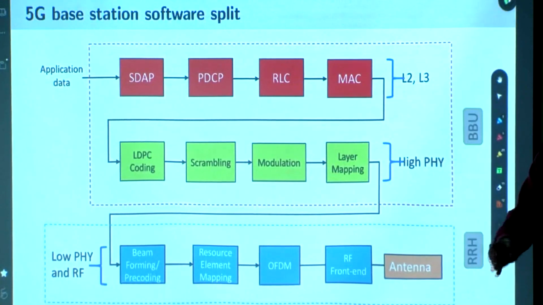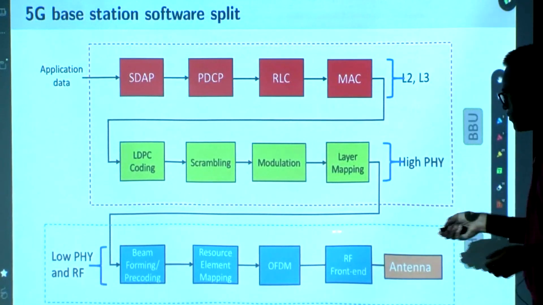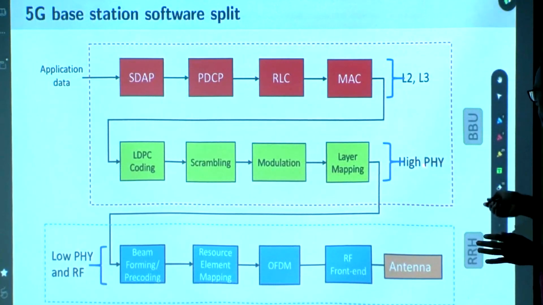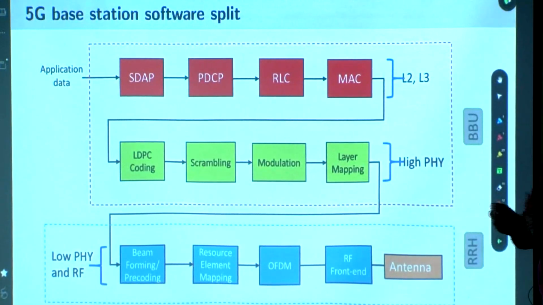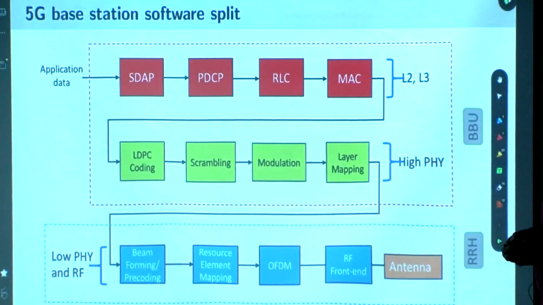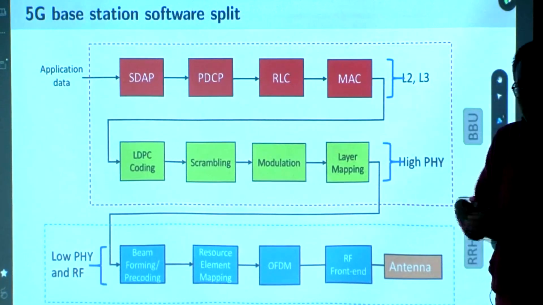There is an entire software which needs to get executed. The application goes through all of this. I have not yet spoken about what this hi-fi, low-fi, BBU, RLH is. But look at the software, this is how your complete processing is happening. We'll see this later and get back to it, but this is part of the chain, MIMO.